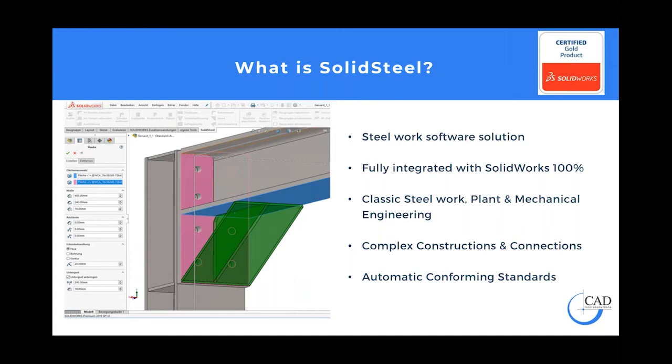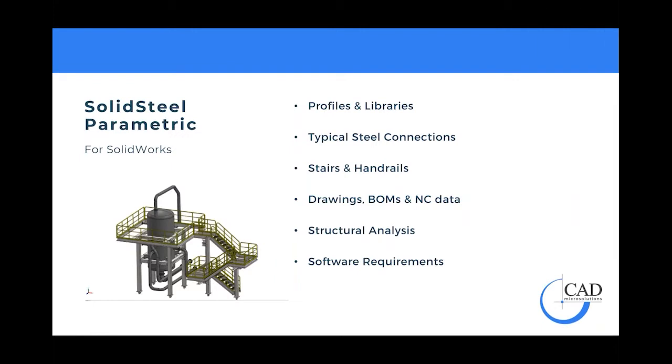The main target industries for the software are classic steelwork design, as well as plant process engineering and mechanical engineering. It allows you to automatically create complex constructions and bolted connections while conforming to various standards from around the world. This includes American, European, and Russian standards, and the profile of standards is being expanded each year. So what we will cover today in the presentation will be the following.